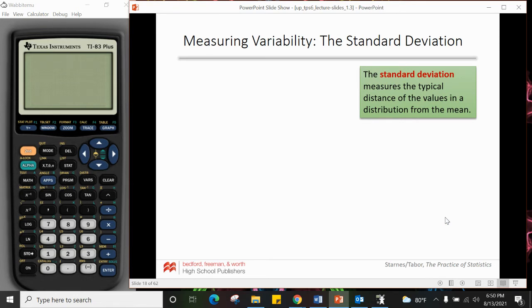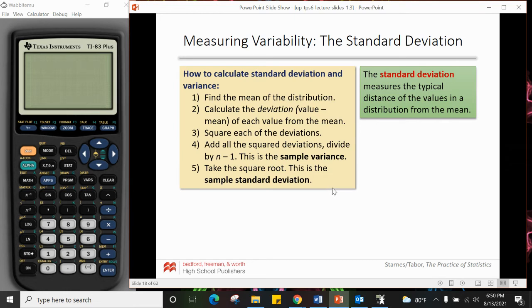The second one, and this may be the first new one to describe today, is another measure of variability that we'll use pretty often: standard deviation. The standard deviation measures the typical distance of the values in a distribution from the mean. I would write that down, and I'm going to say it again. The standard deviation measures the typical distance of the values in a distribution from the mean. If it doesn't come up on our test, it comes up on the AP test. They might even just ask, what's the definition of standard deviation? And you need to know it. It's the typical distance a value is from the mean.